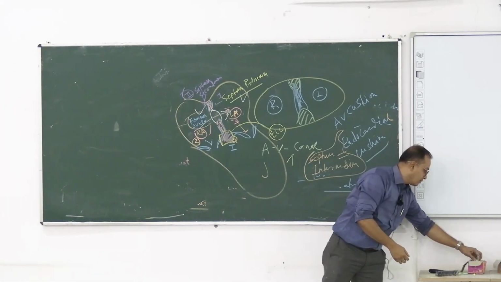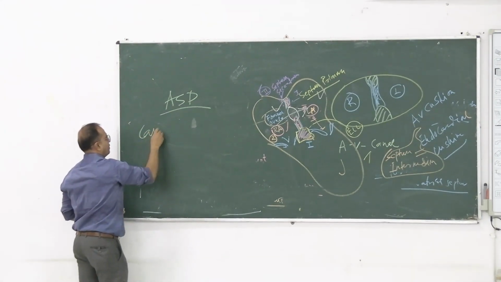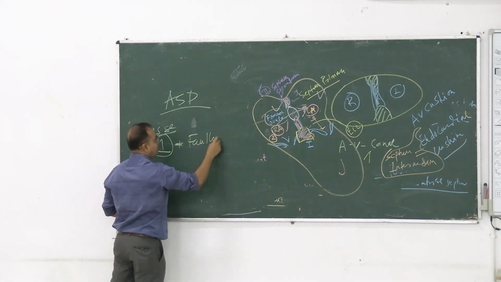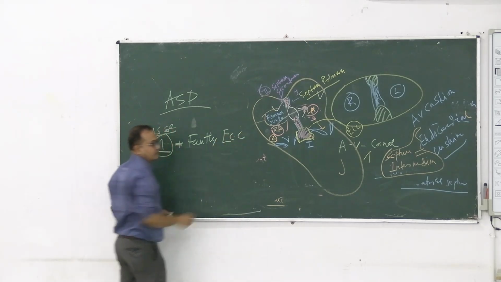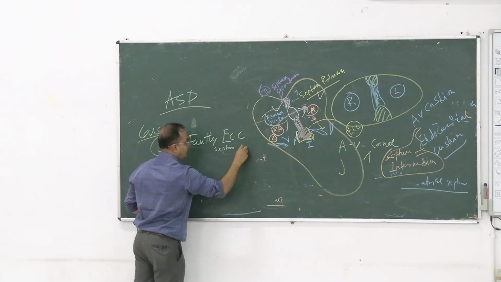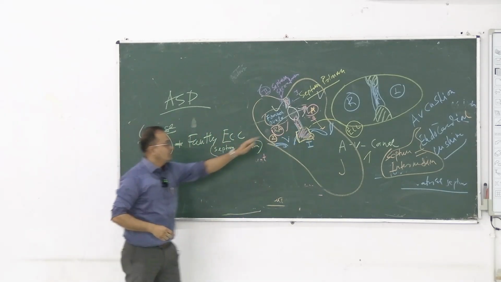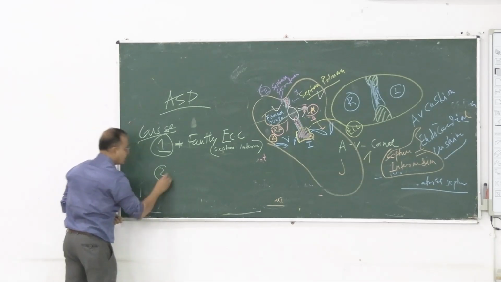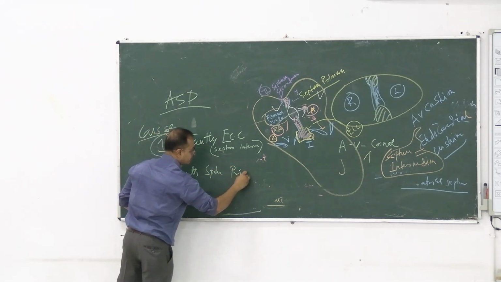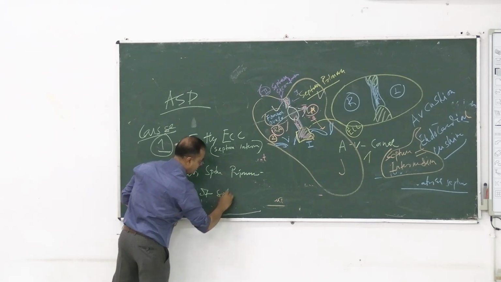So, the causes or reasons that may have caused ASD, atrial septal defect. Cause number one is faulty formed endocardial cushion, the primary thing we are talking about here, also known as septum intermedium. If the septum intermedium is not formed, which is this one, that can lead to ASD. That is the one thing. The second thing is faulty formation of septum primum. The third cause could be faulty formation of septum secundum.